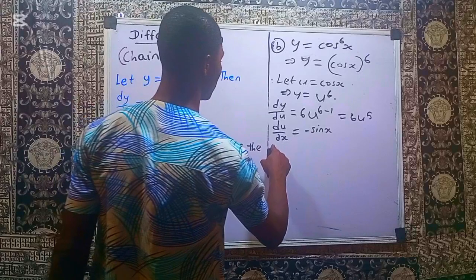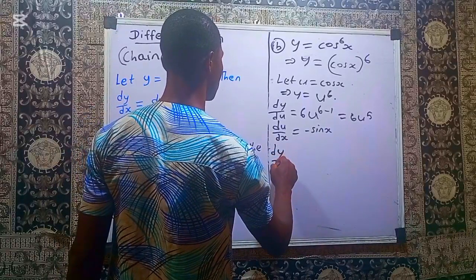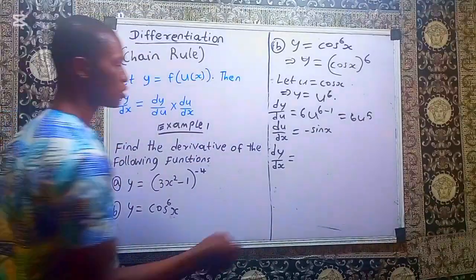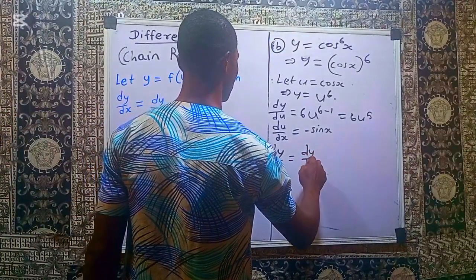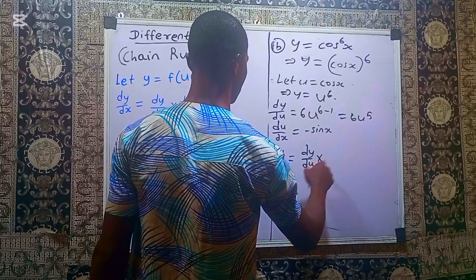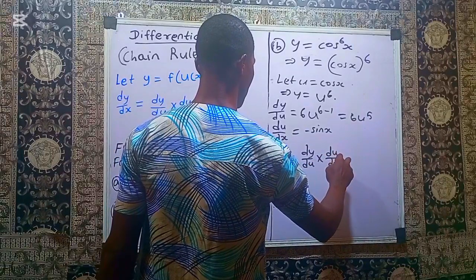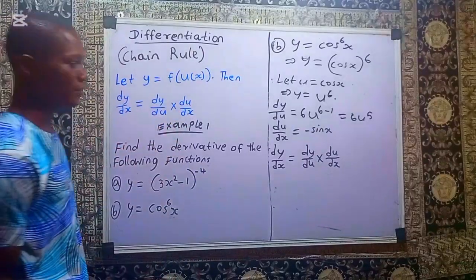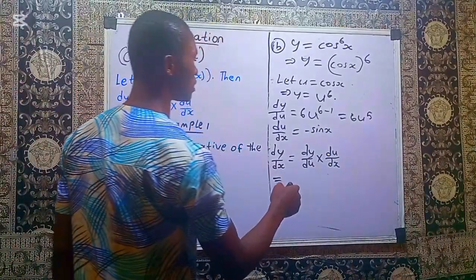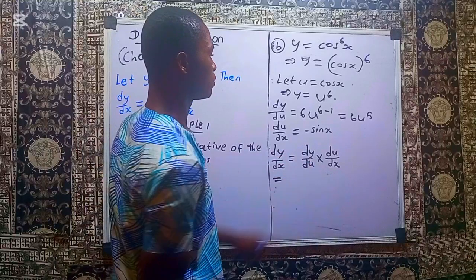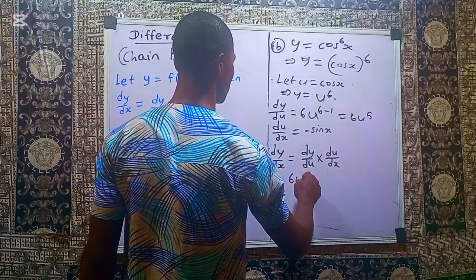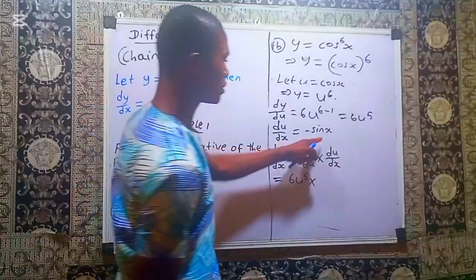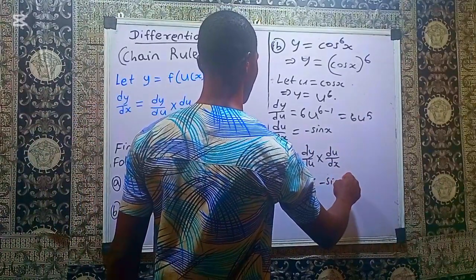So we are going to have that dy/dx will be equal to dy/du multiplied by du/dx. This is the chain rule formula. I've written it down. So our own is to substitute. What is dy/du? We evaluated it to be 6u raised to power 5, multiplied by du/dx, which we evaluated to be negative sine x.